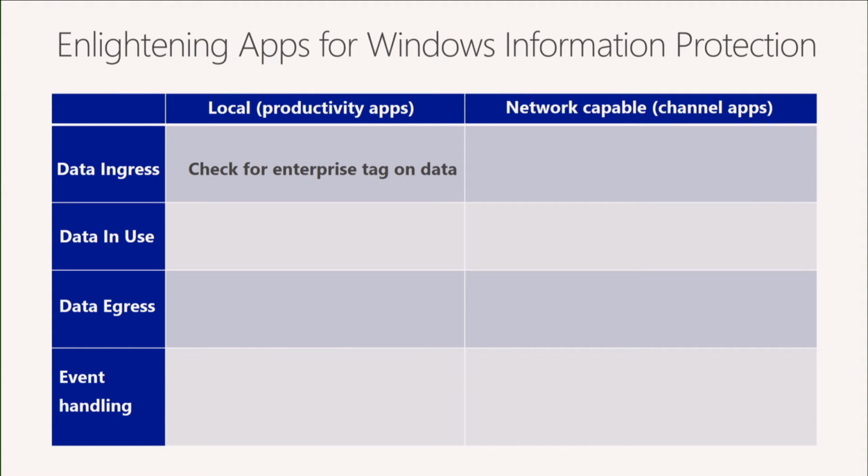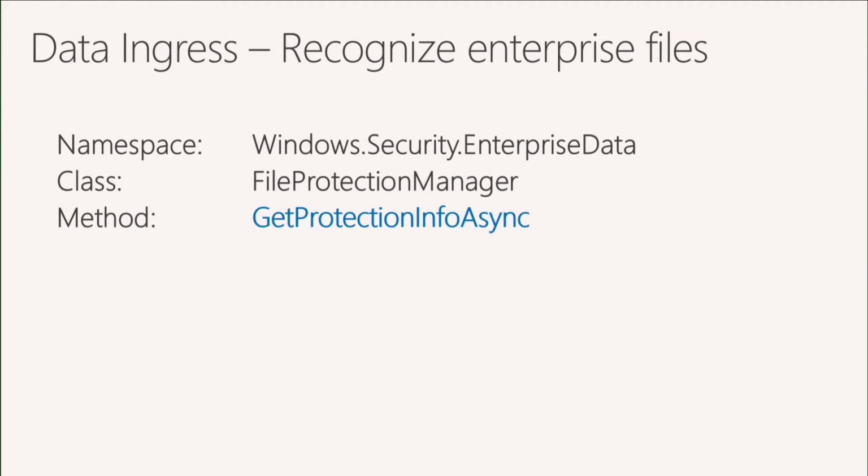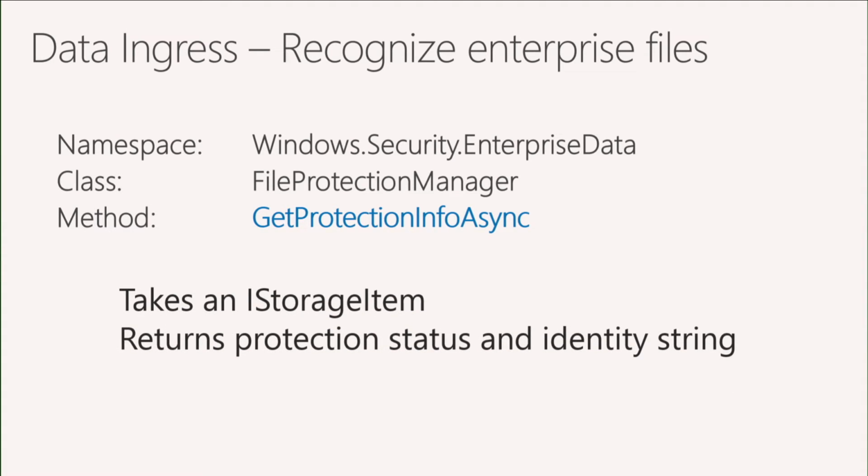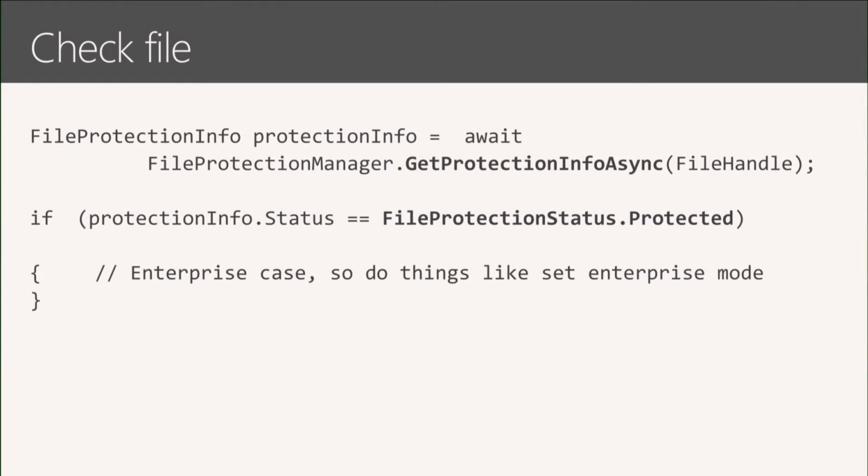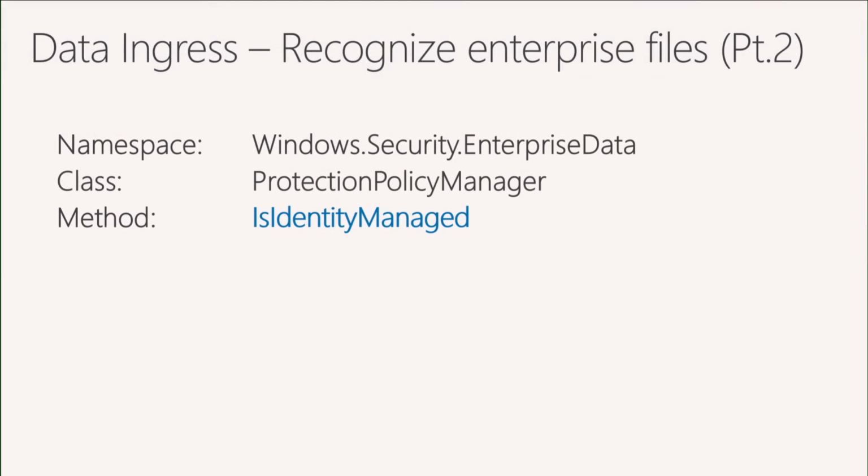So let's start at the beginning. Checking for the enterprise tag. This is the first introduction for a lot of you to the namespace. It's under Windows Security Enterprise Data. There's that name again. The File Protection Manager has several methods in its class. GetProtectionInfo async takes an iStorage item and returns a protection status and an identity string. The identity string can be fed into later APIs. It's really that simple. When you actually are protected, that's when you do things like go into enterprise mode, et cetera.